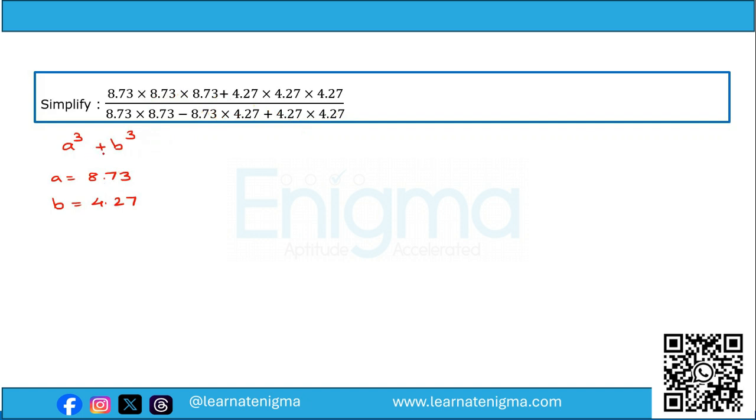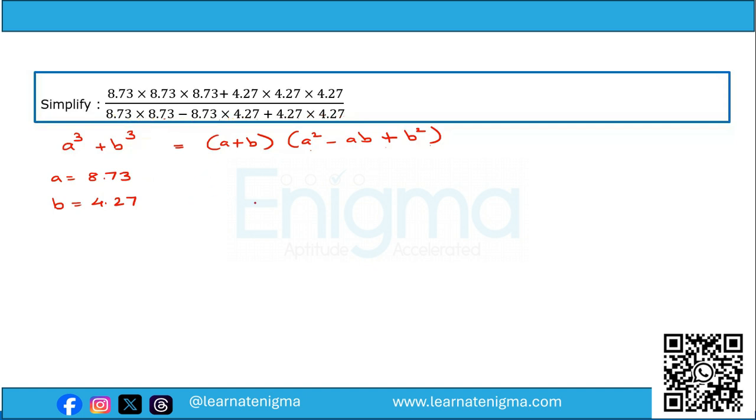Now, the factorization of a cube plus b cube is (a plus b) into (a square minus ab plus b square). Now, if you see carefully, the denominator is basically a square minus ab plus b square: 8.73 square minus 8.73 into 4.27 plus 4.27 into 4.27.